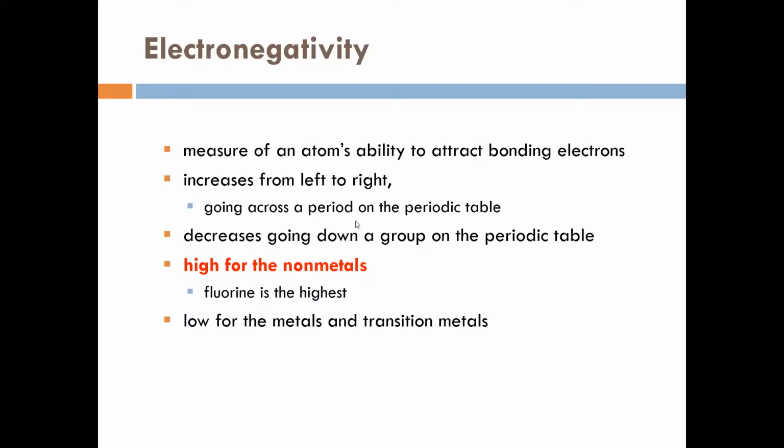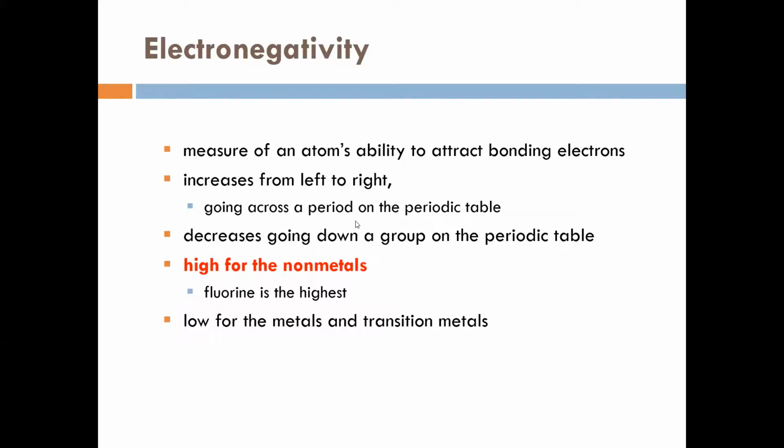And then it decreases going down the group. So the further down you go, and the bigger the atom gets, the lower the electronegativity is. So the highest electronegativity is in the nonmetals, and it's highest for fluorine. Now this actually makes sense. Remember, this is an atom's ability to attract a bonding electron. Well, metals are going to have low electronegativity because metals give away their electrons. They don't attract anything, they give away.